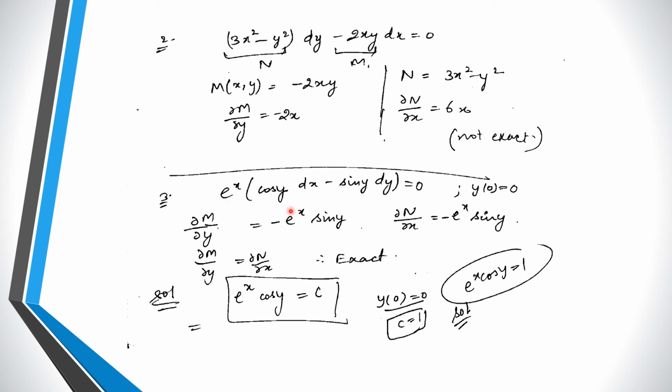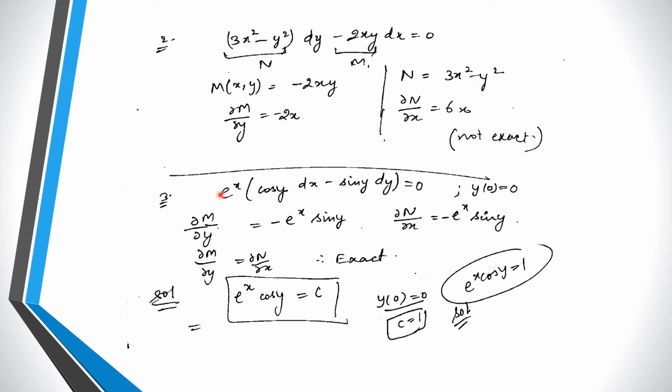Let's suppose you have to solve this differential equation under the condition that y at 0 is 0. Whatever in the bracket, that is a value of x. So it means whenever your x is 0, the value of y is 0. So this condition is what? You put x to be 0, your y is also 0. And the equation is e to the power x into cos y dx minus sin y dy is equal to 0. So what is the m here?